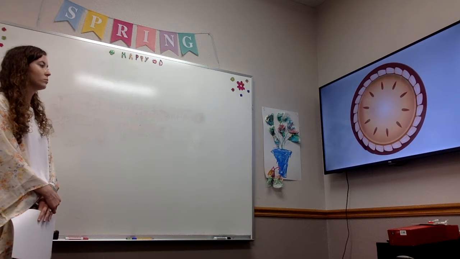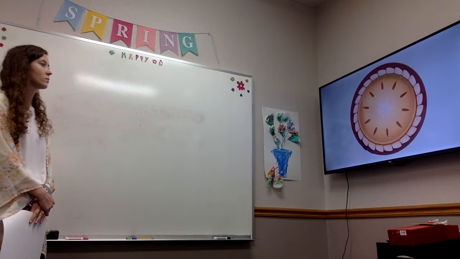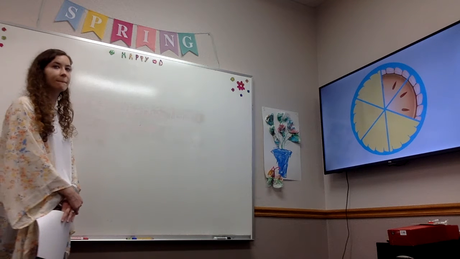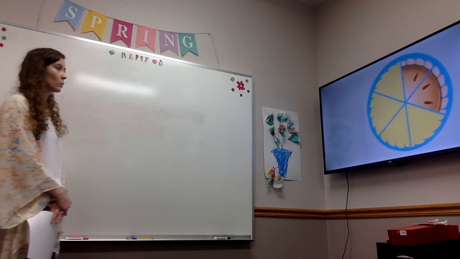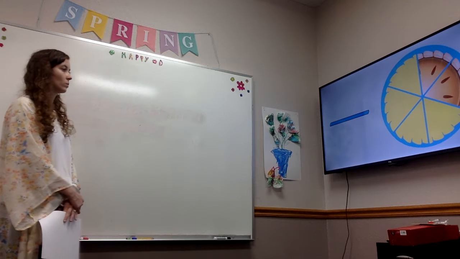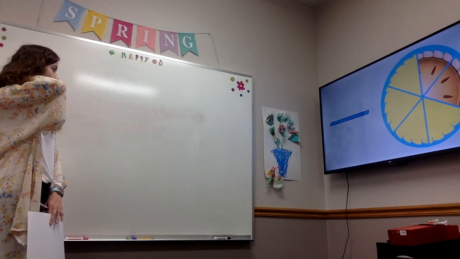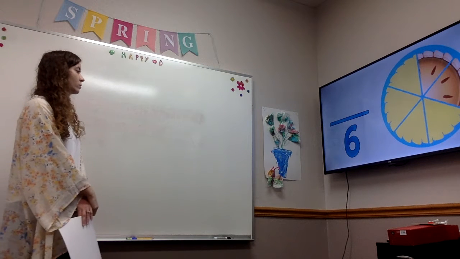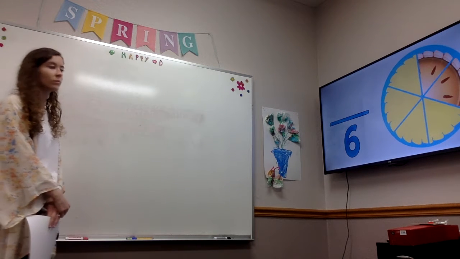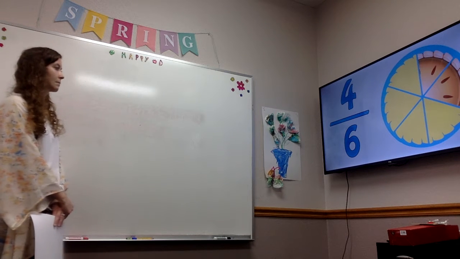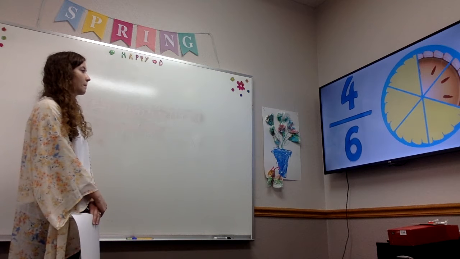Let's try another example. This pie is divided into 6 pieces and you eat 4 pieces of it. If there were 6 pieces of pie and you eat 4, what is the denominator of your fraction? That's right, 6. What is the numerator? Yep, it's 4. That means that you ate 4/6 of the pie.